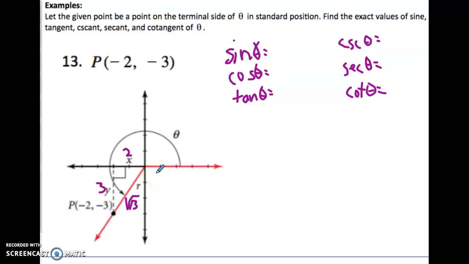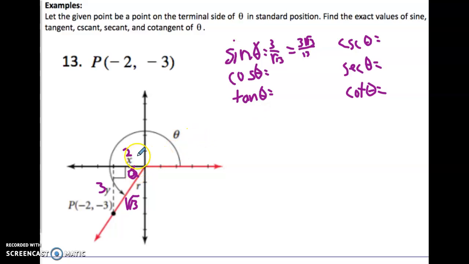All right, continuing on with number 13, we are going to take these values right here and put them in our ratios. So sine of theta, and the reference angle that we're looking at, is always going to be at the origin. So it's this angle right here. We're going to call that one theta. So sine of theta would be opposite over hypotenuse. So 3 over the square root of 13. Then you multiply top and bottom by the square root of 13 to get rid of that 13 in the denominator. So it's 3 square roots of 13 over 13.